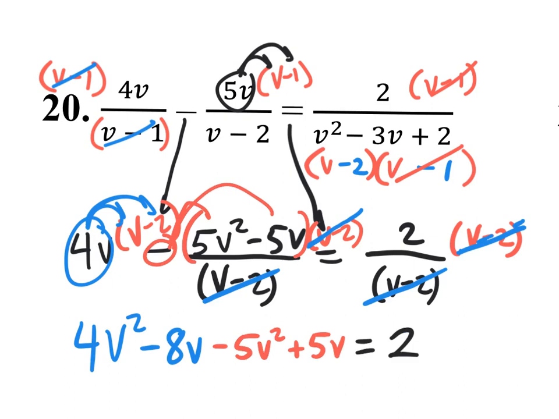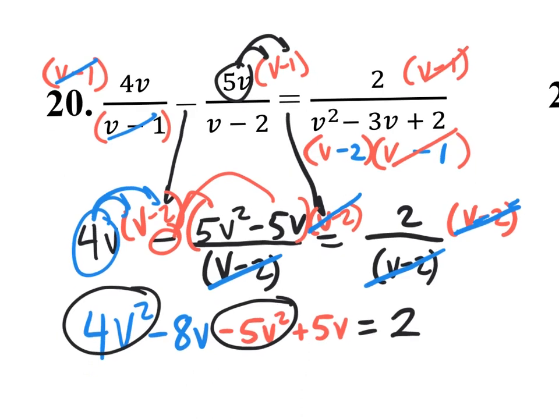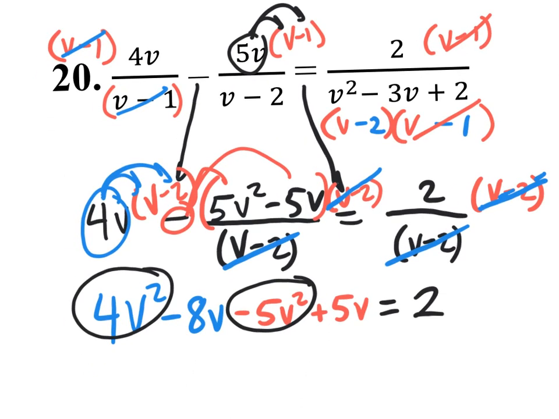So now we have all this combining like terms that I need to do. Let's begin with the highest exponent term, 4v squared with a minus 5v squared, and that will give us negative 1v squared, or just negative v squared. You don't even need the negative 1 if you don't want to. And then let's do the next one. We have a negative 8v with a positive 5v. That'll give us a negative 3v. And then we have the equals 2.